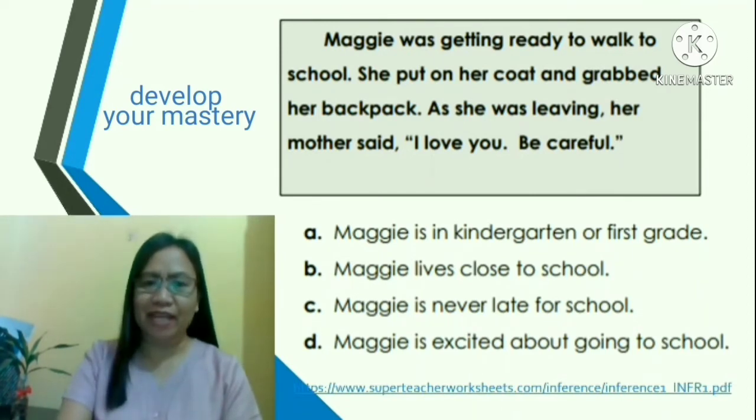Maggie was getting ready to walk to school. She put on her coat and grabbed her backpack. As she was leaving, her mother said, "I love you. Be careful."